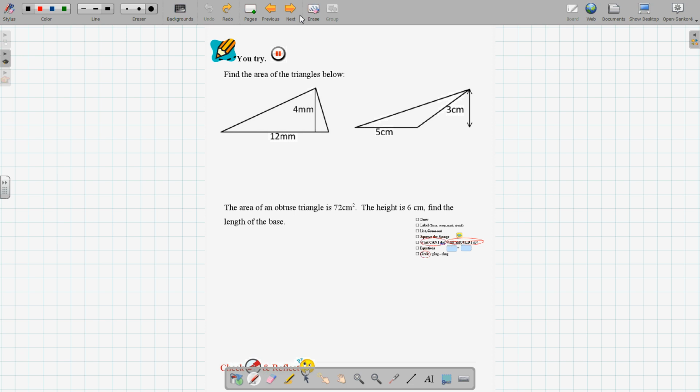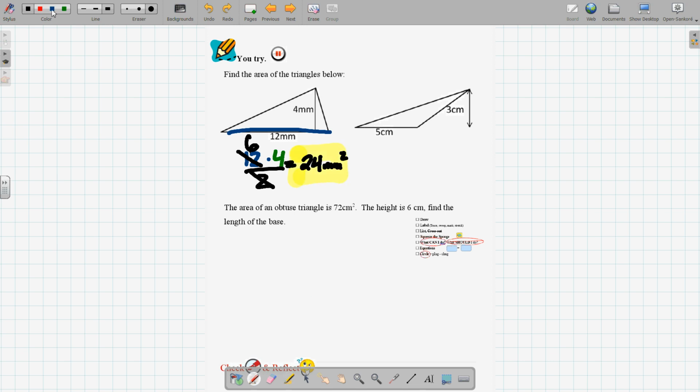Welcome back. Let's see how we did here. This one, again, you should have 12 times 4 divided by 2. I can simply do 12 times 4 divided by 2, or I can just reduce one of these and get it right off the bat. It's 24 millimeters squared is your answer there.